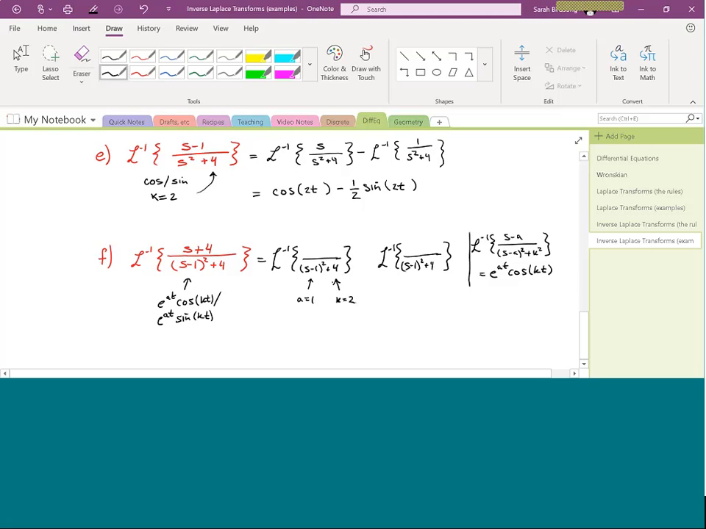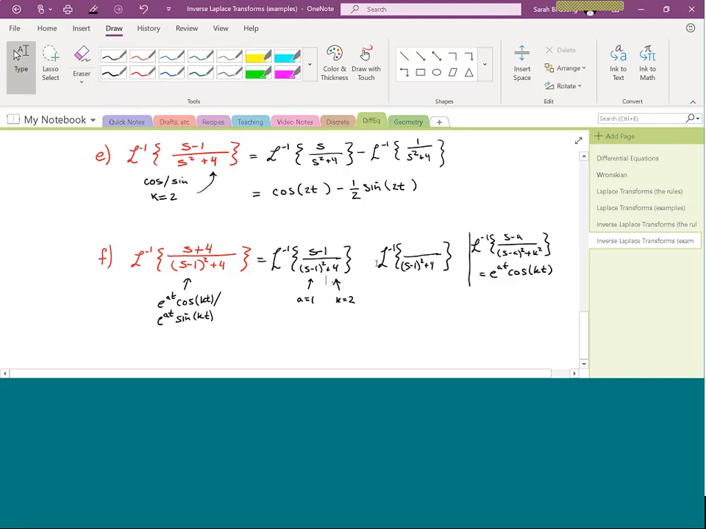Now, according to our formula over here to deal with e to the at times cosine, what do we need? We need s minus a on the top. Well, s minus a is always whatever's inside of those parentheses that's being squared in the denominator. So I'm going to force it. I'm going to actually write s minus 1 on the top right there. So that's our s minus a.